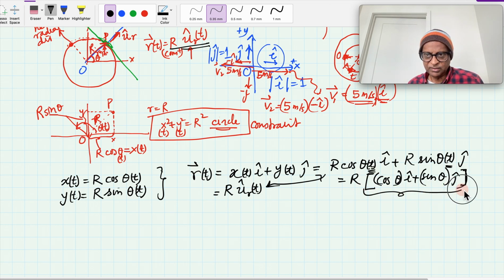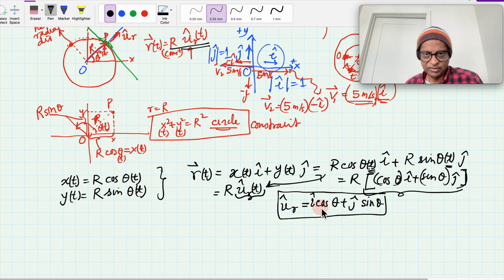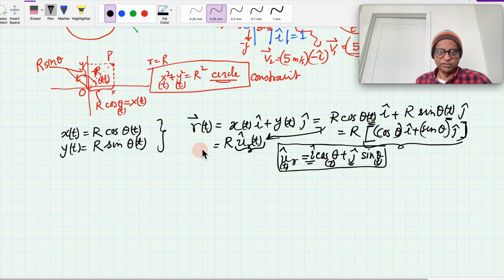So this thing is this unit vector. So u hat r is simply cosine theta i hat plus j hat times sine theta. This is going to be important. And the time dependence: this is time dependence, this is not time dependence, this is not time dependence, this is time dependence.